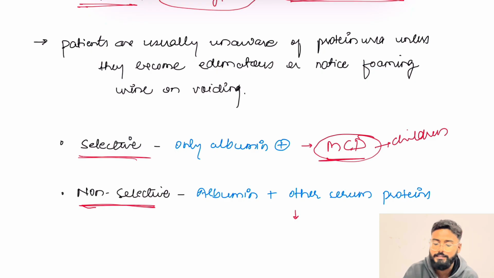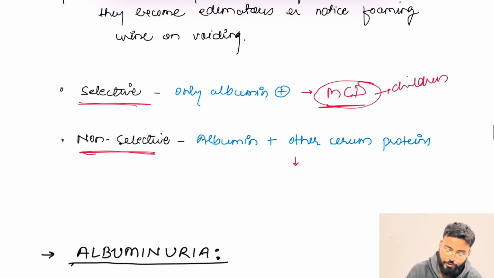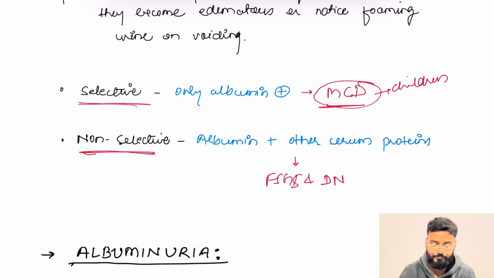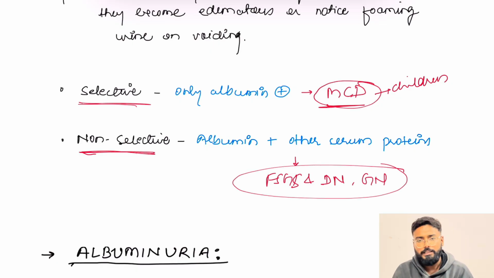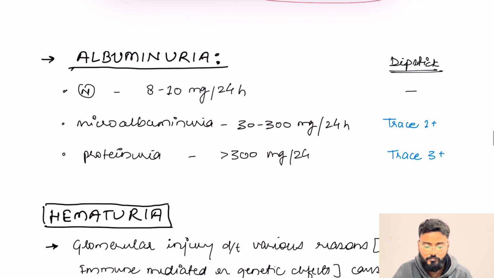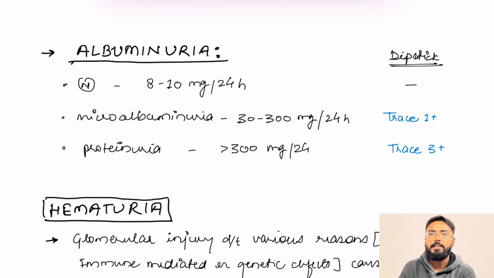Non-selective proteinuria means albumin plus other serum proteins, and this you are going to see in case of FSGS and diabetic nephropathy, and also glomerulonephritis. So in these cases, you are going to see non-selective proteinuria, that is protein is present along with other plasma proteins.